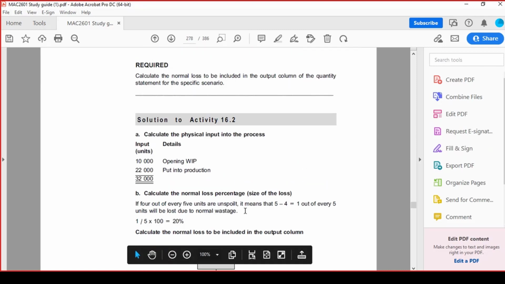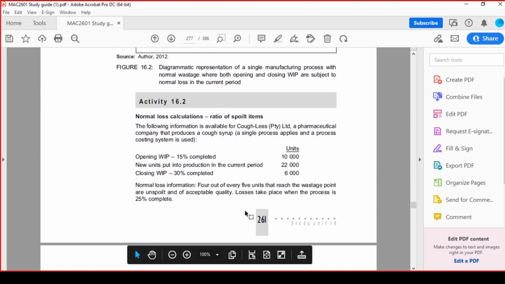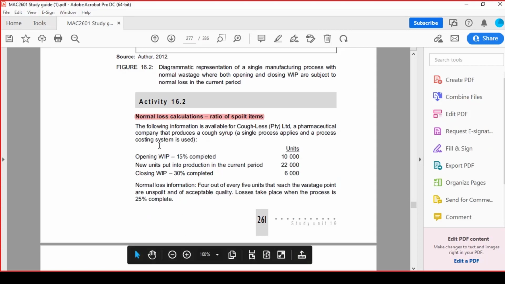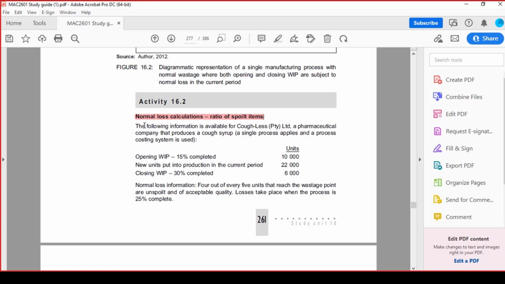Okay, let's do example 2. Let's do it together. I feel like I want you guys to try it. Because sometimes this loss that I've spoken about, you might need to calculate it. So I just want you guys to attempt this example before we get to the solution, just to see that you understand it.